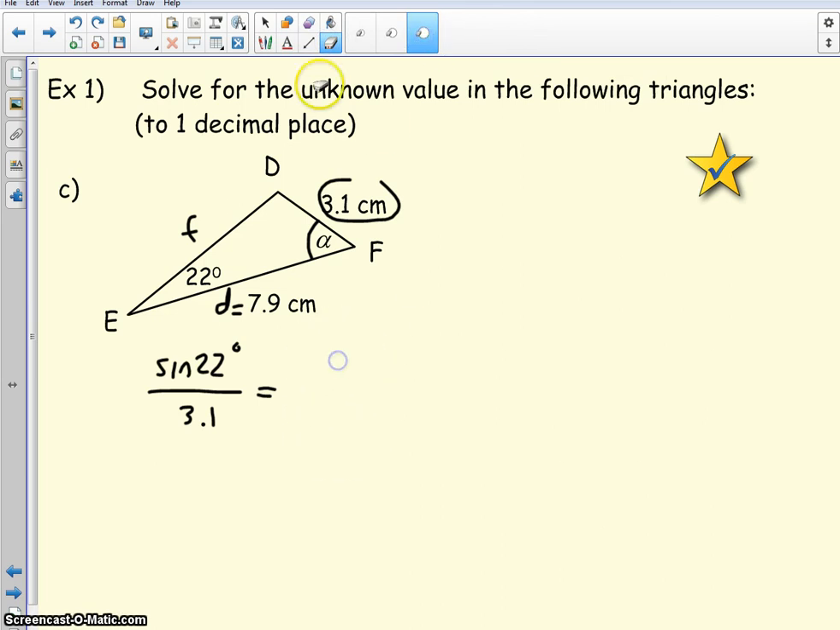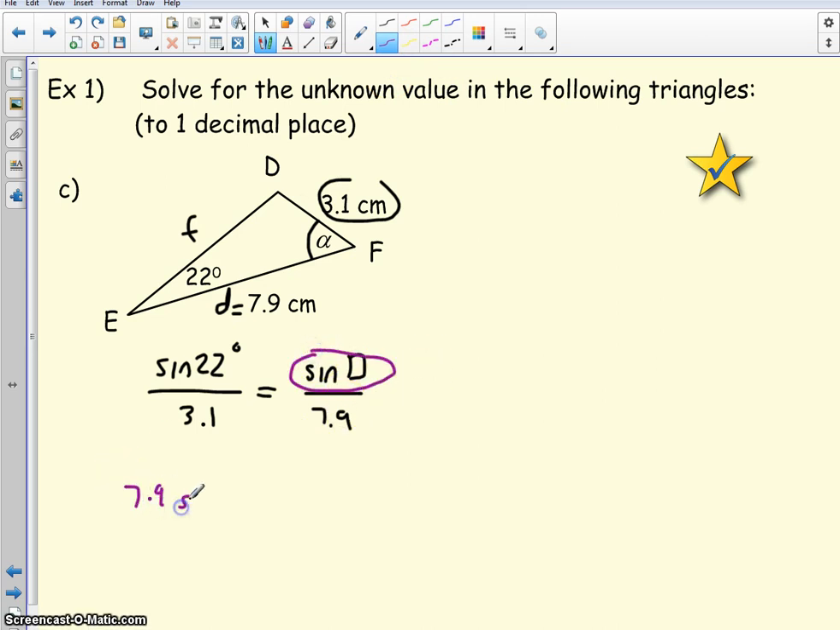pardon me here as I erase, I'm going to do sine D over 7.9. Okay, and now this I can actually solve. There's only one unknown in here. So multiplying both sides of the equation by 7.9. Notice that here my unknown is the angle. I got to get the ratio by itself first. Okay, so I'm going to multiply by 7.9.